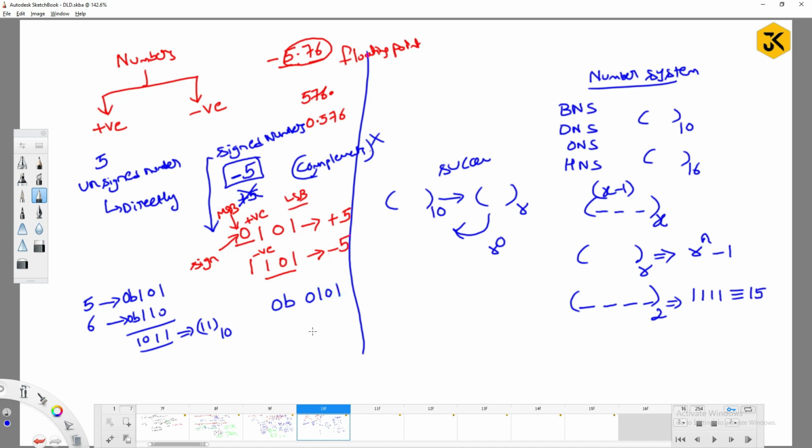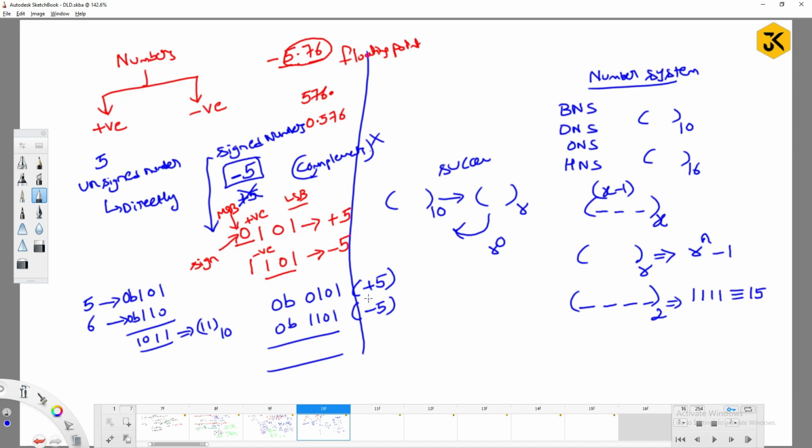Okay, if now I am trying to give a number 0b 0101, 0b 1101. In my point, this is minus 5, and in my point, this is plus 5. What about the system? How can we explain to the system that this is plus 5 and this is minus 5?